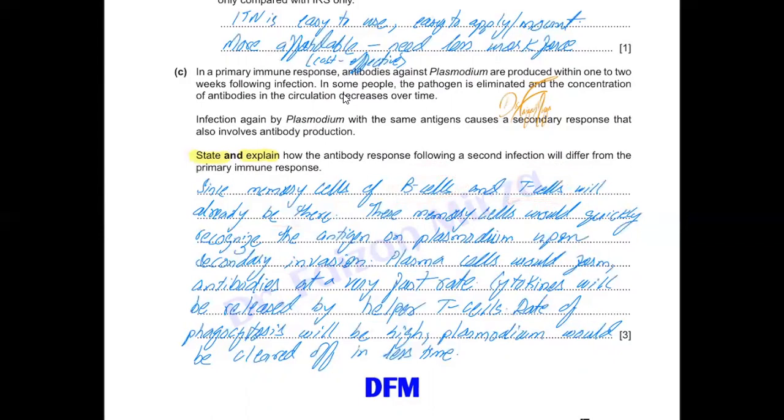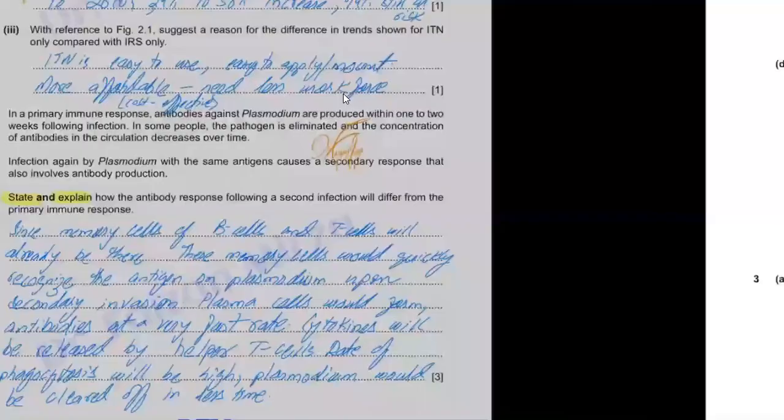These memory cells will quickly recognize the antigen of Plasmodium upon the second invasion. The plasma cells would form antibodies at a very fast rate. Cytokines will be released by the helper T cells. They will increase the rate of phagocytosis, which will be high. Plasmodium would be cleared off in less time.